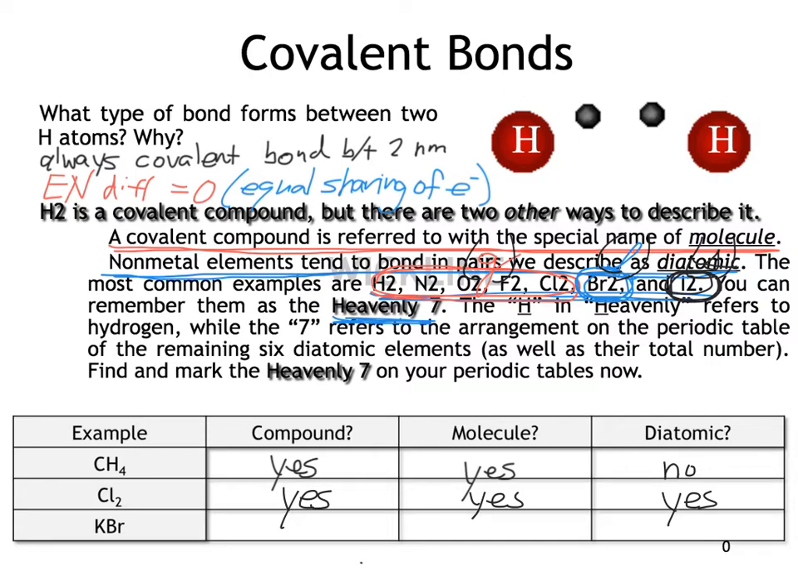Last example is KBr. This group of atoms is bonded with no charge between them. They've canceled each other out, so we're going to say yes, it's a compound. It's not a molecule, however, and the reason is because potassium is a metal. In order to be a molecule, you have to be two nonmetals. So no, it's not a molecule, and it's also not diatomic, because to be diatomic, you have to be two atoms of the same element bonded together.